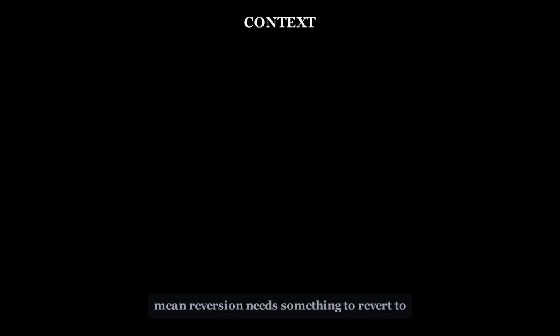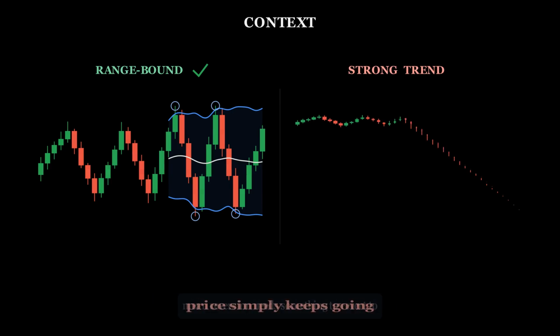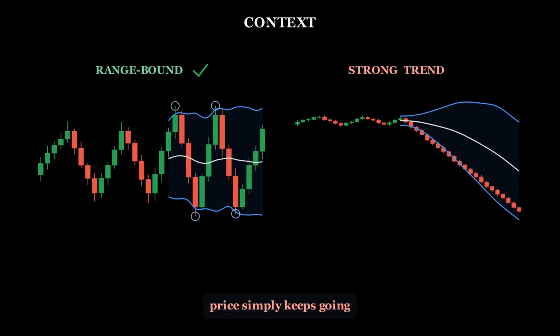One final thing to remember. This is a mean reversion strategy, so it performs best in sideways or range-bound markets where price naturally oscillates around its average. During strong uptrends or downtrends, price can continue riding the Bollinger Bands for a long time, producing false signals. That's why understanding the market context is just as important as understanding the indicators.